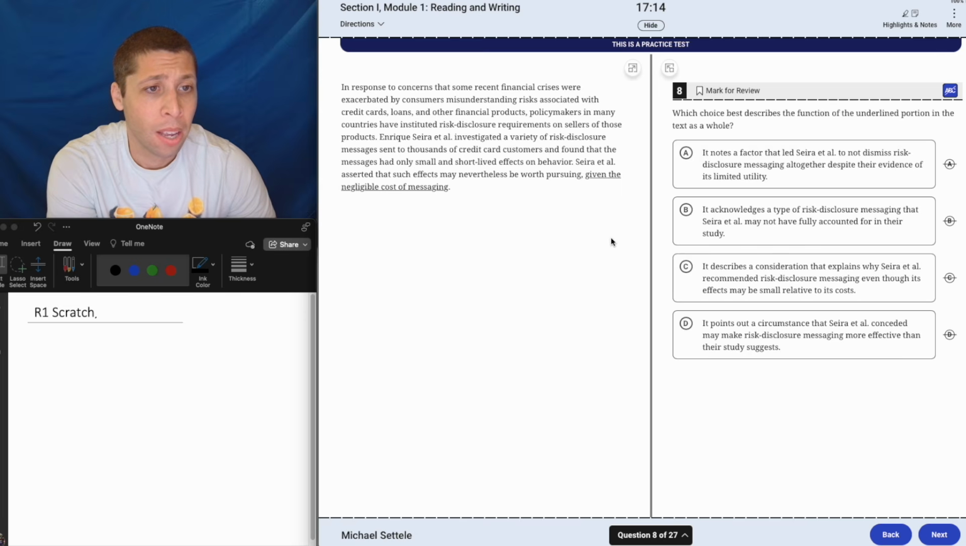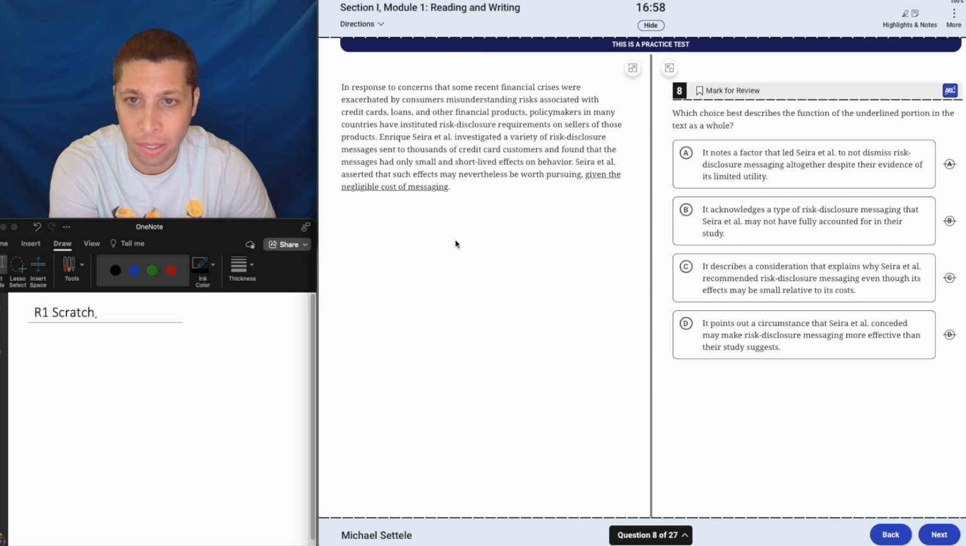Yeah, okay. Underline portion. Okay. In response to concerns that some recent financial crises were exacerbated by consumers misunderstanding risks associated with credit cards, loans, and other financial products, policymakers in many countries have instituted risk disclosure requirements on sellers of those products.